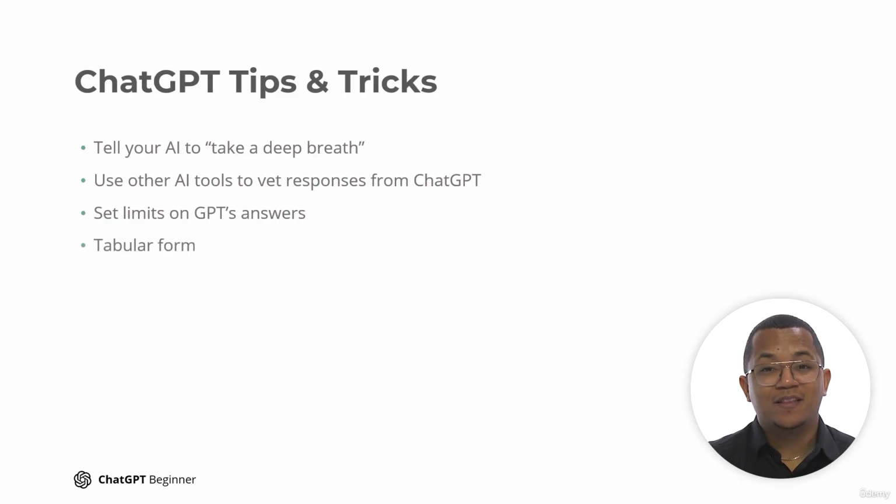Tabular form. Did you know that in your prompts, you can actually give specific instructions in terms of how you want to get a response? What I mean by that is format. So let's say you want the response in a table. You can actually type in tabular form, can you help me determine the differences between a Honda Accord and a Honda Civic? And ChatGPT will actually provide you that information in a table format.